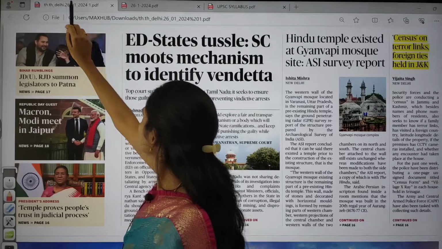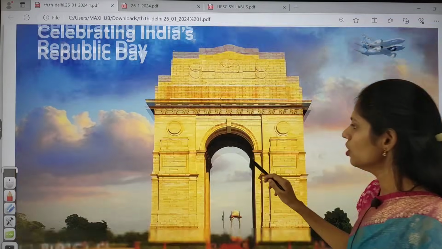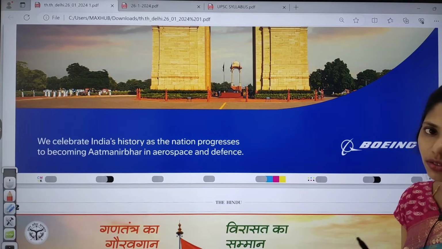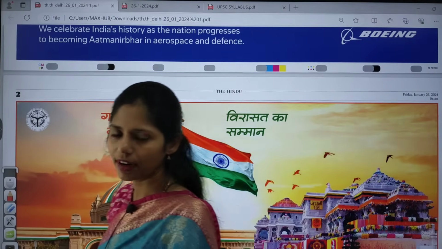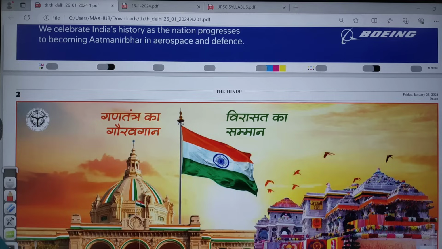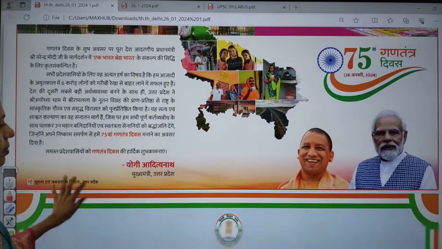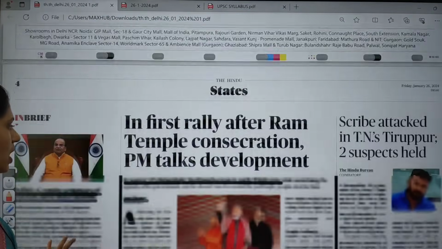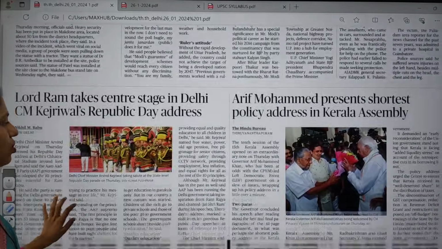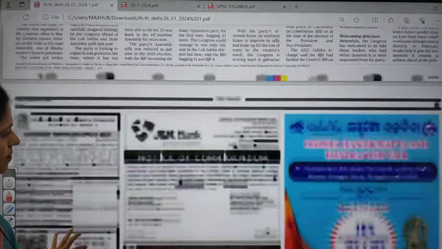Now let us see the next page. Most of today's paper is advertisements, so you can take not more than 1 hour to complete today's newspaper. You can move on to the city page, and I found nothing much important. Even in the states page, most of the articles are political articles.